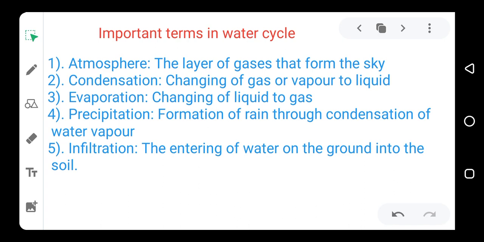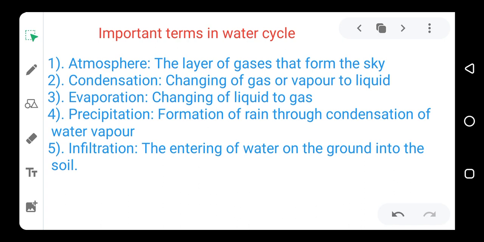Now, infiltration is the movement of water that is on the ground to the ocean. When water falls or when rain falls, it will first of all fall to the ground or to the earth, and then from the earth it will be moving slowly down until it reaches the sea or the ocean. That is what we call infiltration, movement of water from the surface of the earth to the underground level.